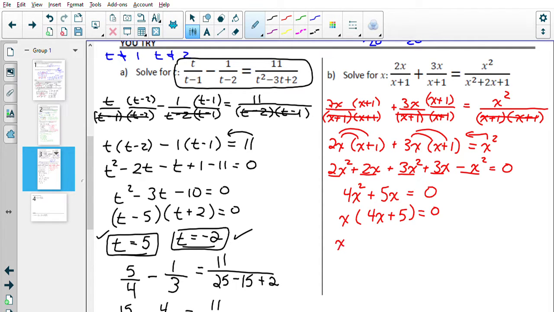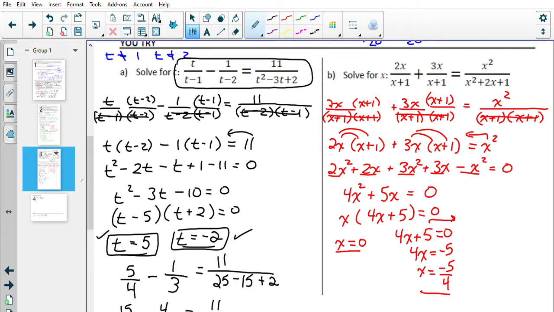Set the first bracket equal to 0. Set the second bracket equal to 0. Negative 5 goes over. Divide by 4. So your two potential solutions are 0 and negative 5/4.